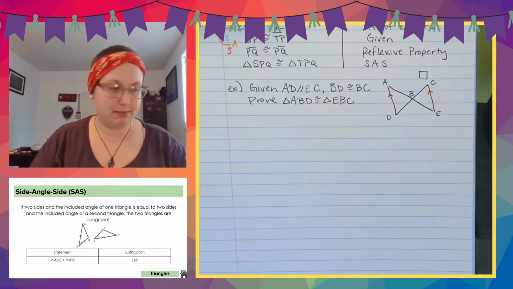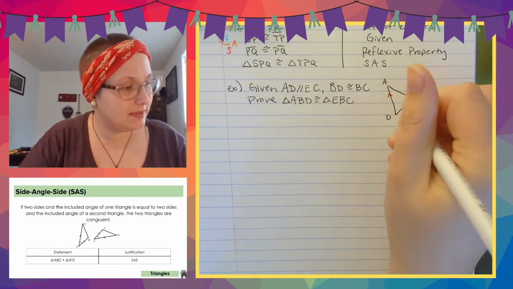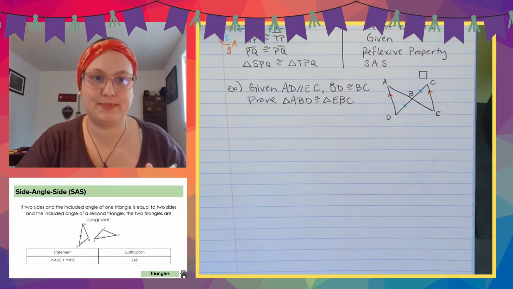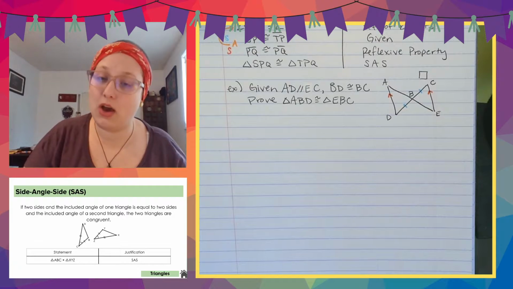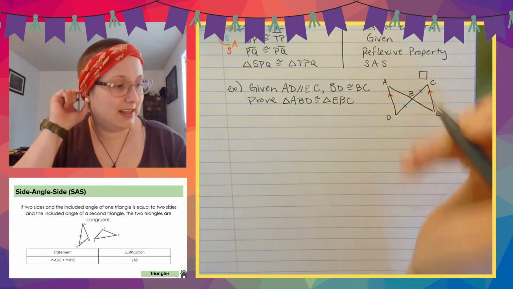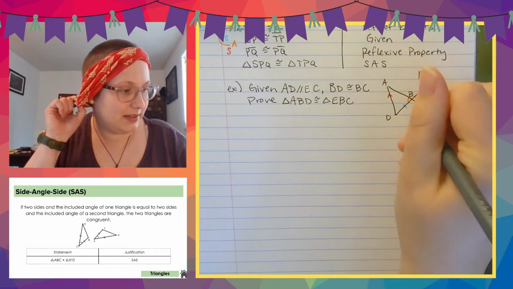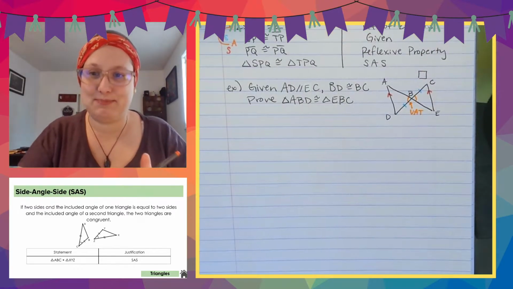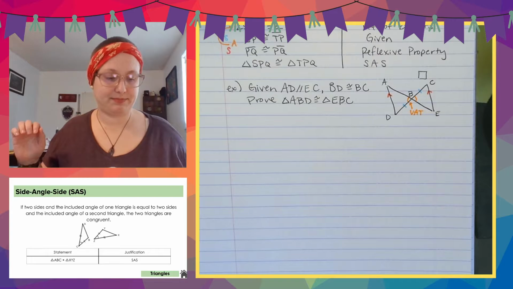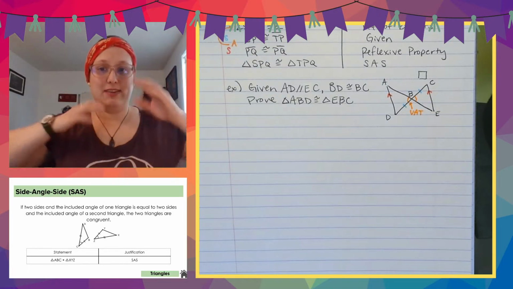And we're given that BD is congruent to BC. Finally, we know in our hearts that vertical angles are congruent. So that part's the vertical angle theorem. We're going to talk about that again in just a second. Vertical angles are congruent though. Okay, so right now we have an angle and a side.